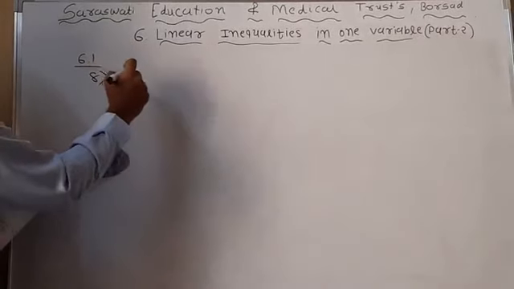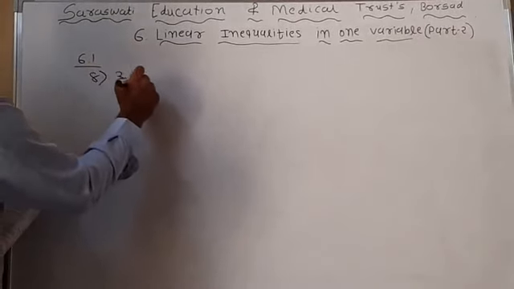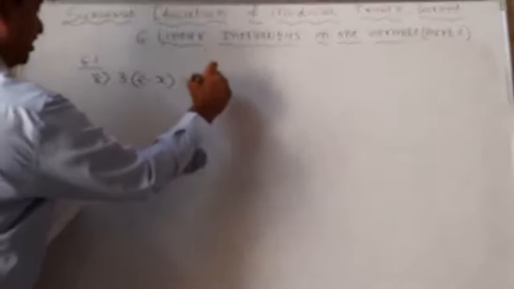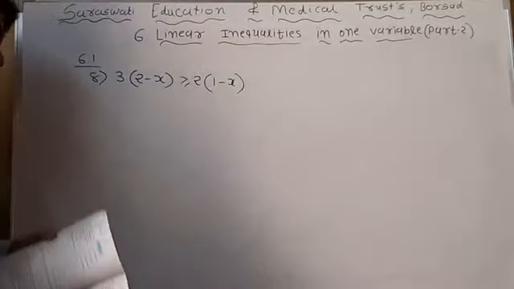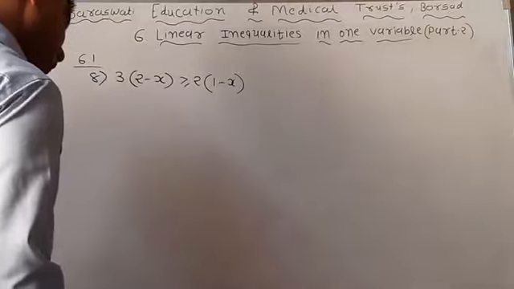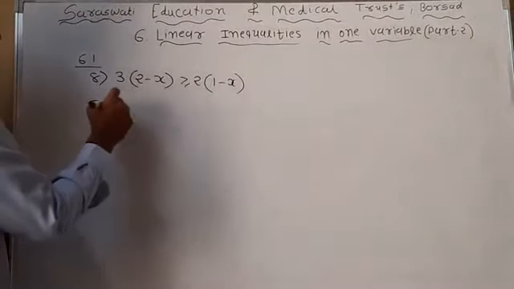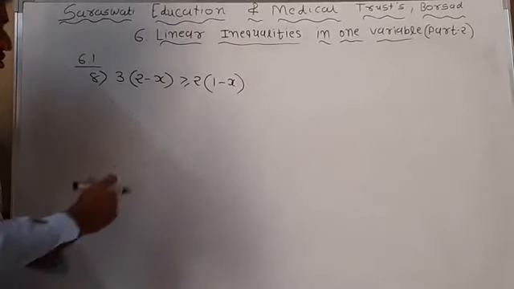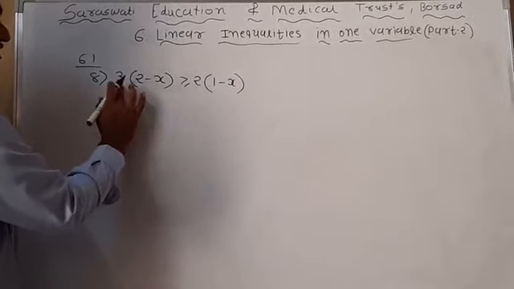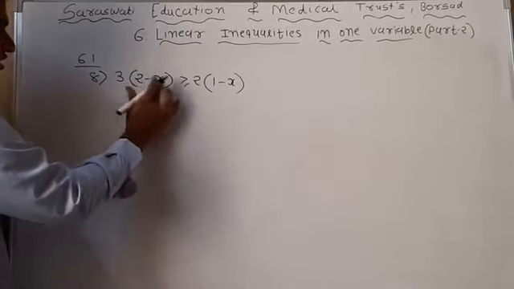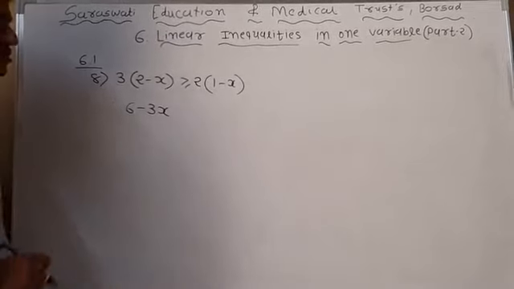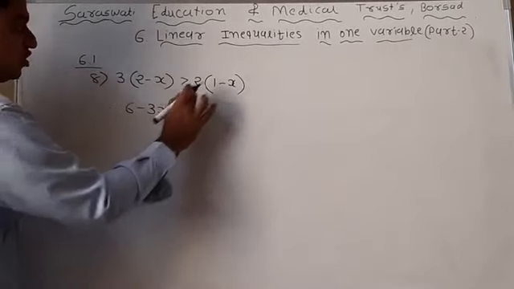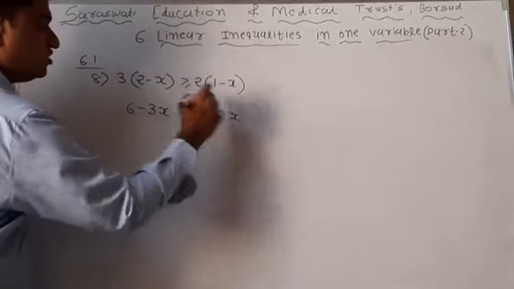Question number 8. 3 into bracket 2 minus x greater than or equal to 2 into bracket 1 minus x. So again here, first of all simplify this equation and find out the value of x. So open this bracket, 3 times 2 is 6, 3 into x, that means minus 3x, greater than or equal to 2 into 1, that means 2, 2 into minus x, that means minus 2x.